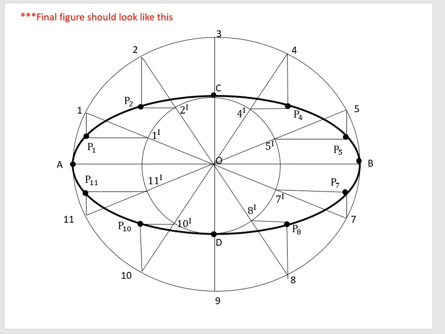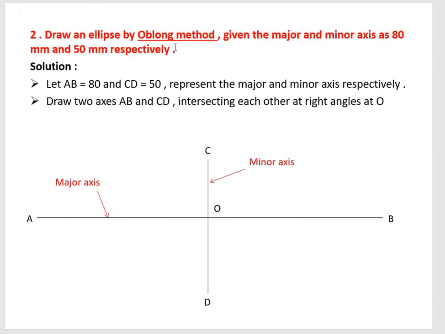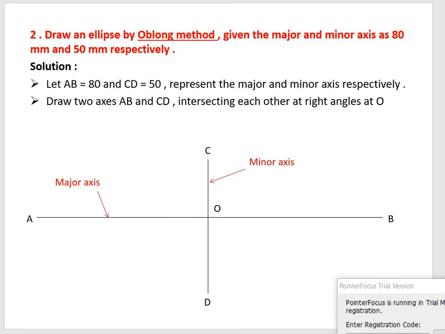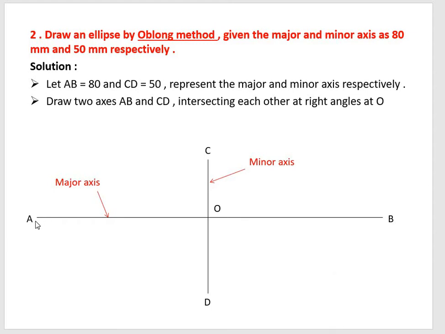Let us see one more method of how to draw an ellipse, by the oblong method. Draw an ellipse by the oblong method given the major axis is 80 mm and the minor axis is 50 mm respectively. Similarly here also, you start by drawing the major axis AB as 80, and the minor axis CD as 50. They will cut at one common intersecting point, O.